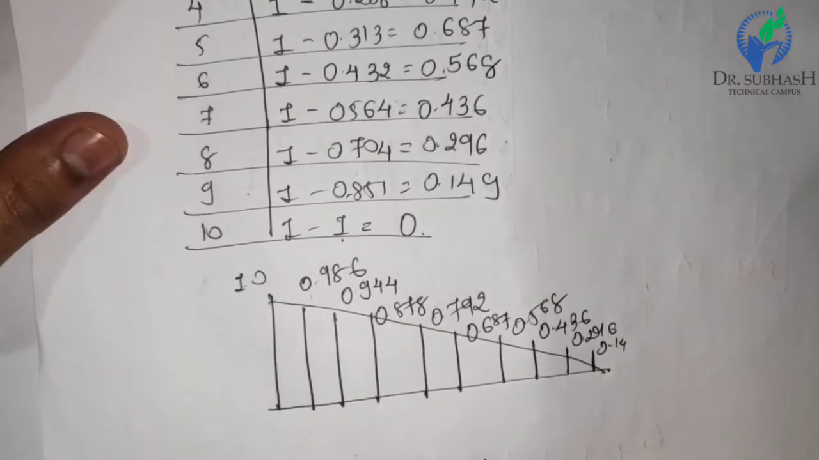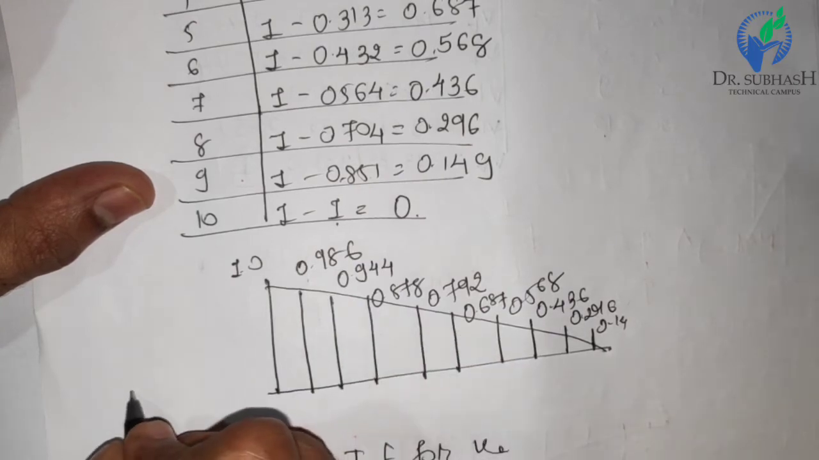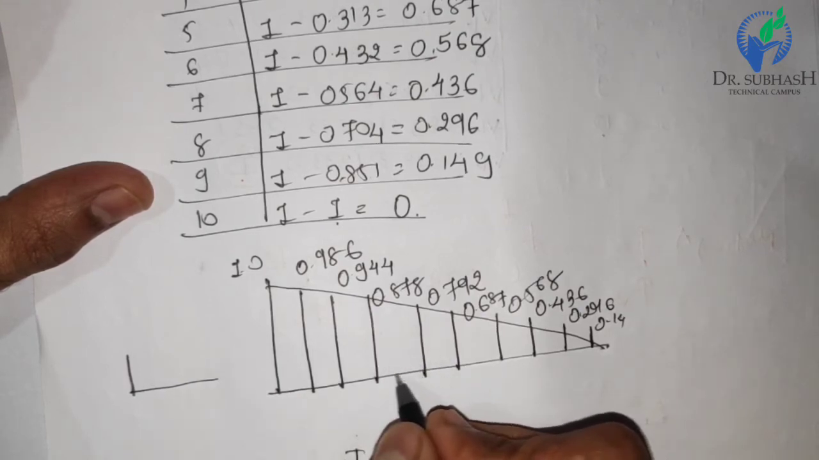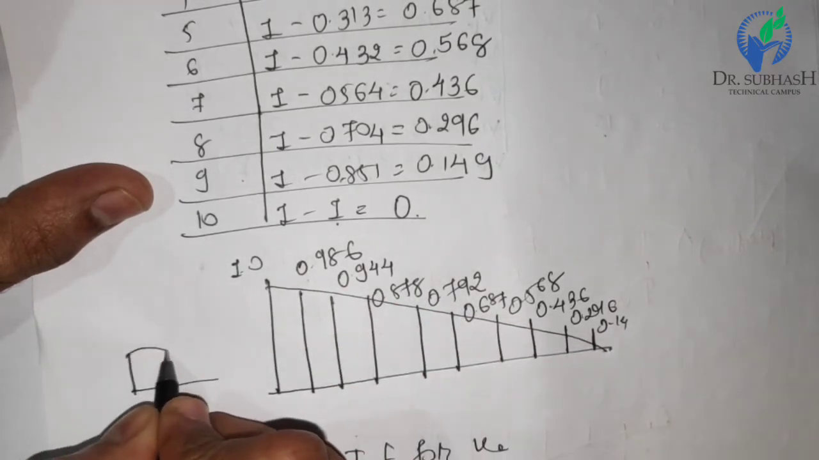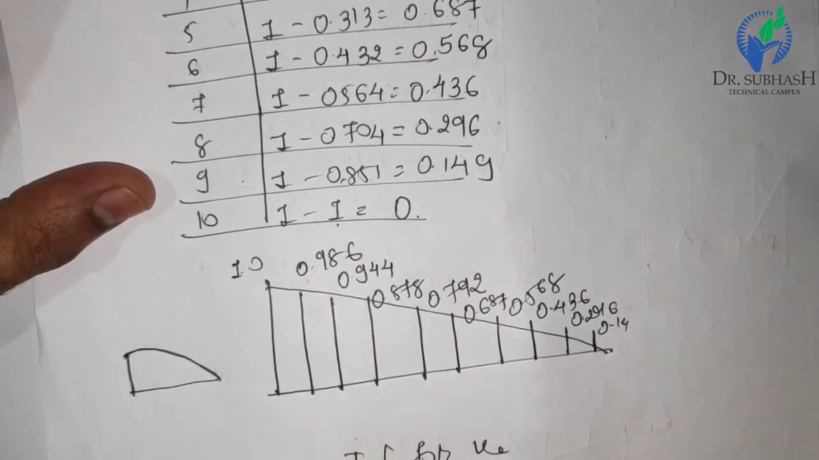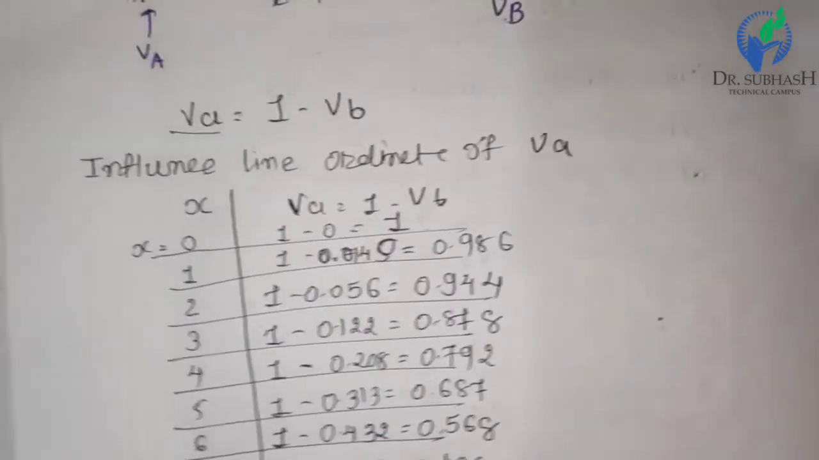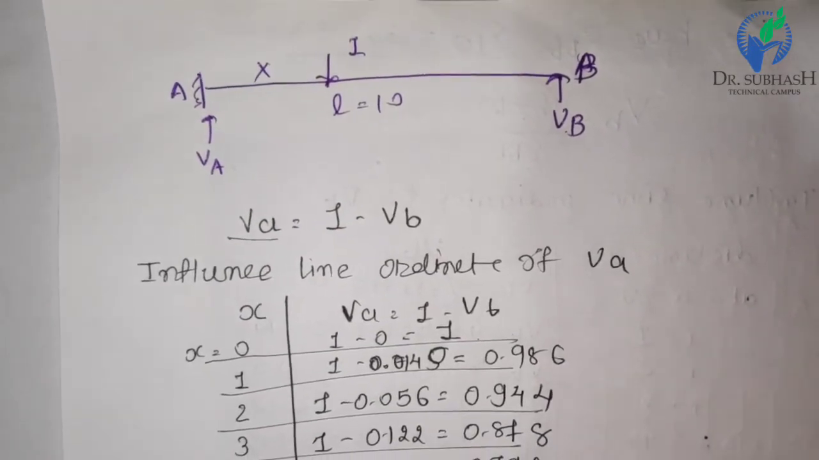I am not getting the exact scale for every 1 meter, so my curved line is not clear, but you have to draw as per the scale. Scale means you have to divide it into 10 equal parts. Here I have not perfectly given the 10 equal parts. If you draw it proportionally, you get a curved line like this. This one is positive, and in the case of VB, the portion we draw is negative. So our second step is completed, finding the coordinates of VA, and we also drew the influence line for VA.